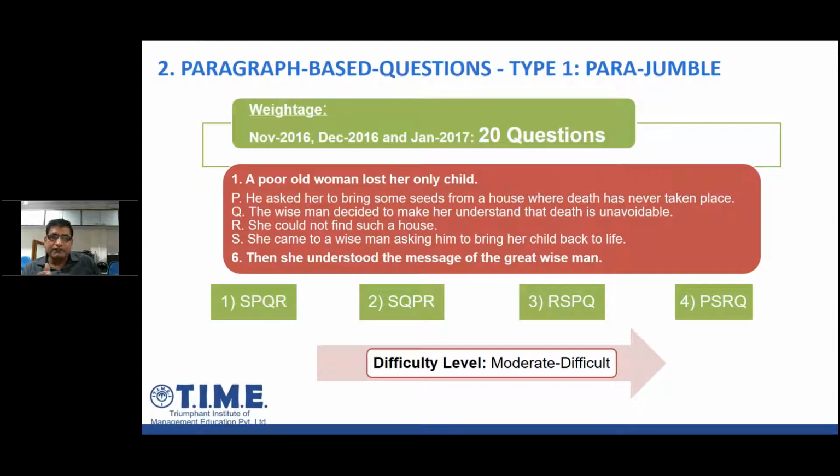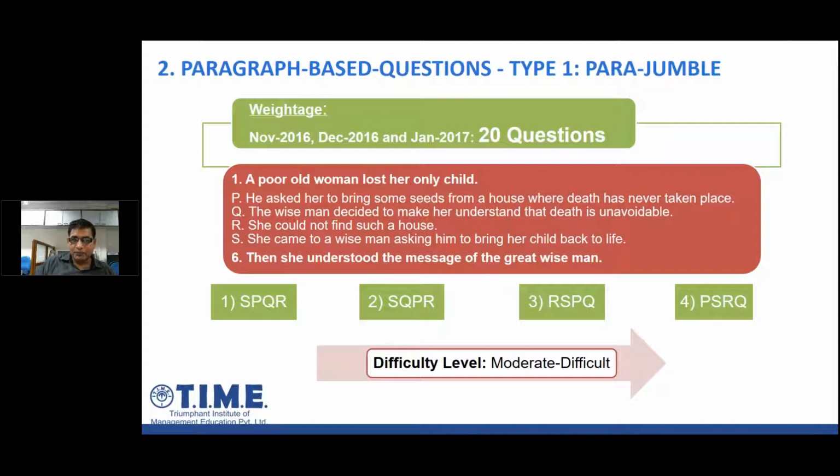Now that's a little bit difficult. Okay, so let's look at R. R says she could not find such a house. Okay, now there's a context there. She could not. Obviously, she refers to the old woman. And S says she came to a wise man asking him to bring her child back to life. So we know which child we are talking about. The child that is mentioned in 1. A poor old woman lost her only child. Okay. Now in this we can clearly understand that the S sentence should come immediately after 1.